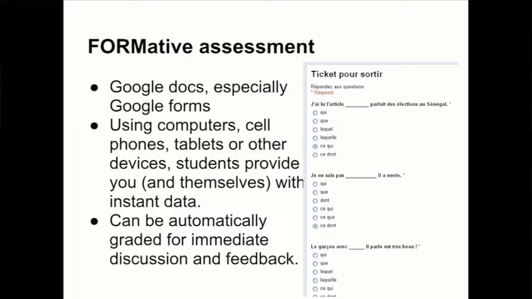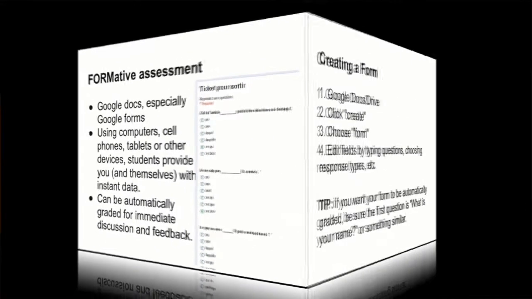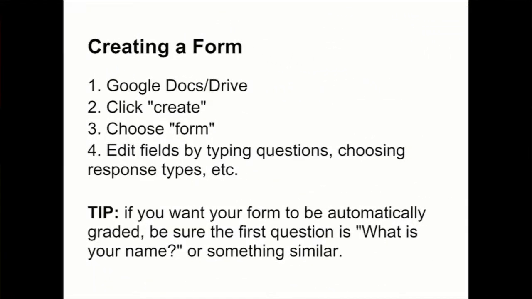Not the pasture kind. So it's part of Google Docs, so it's already built into your account. As I said, you can use any device with Wi-Fi or internet access to do it, and it can be automatically graded if it is something that you would like to see results from, particularly if you do it multiple choice. So what happens is you basically go into either Google Docs or Drive, depending on your account, click on Create, choose Form, and edit the fields. However, if you would like this to automatically be graded, you will want to make sure that the first question is, what is your name, or something similar. Right, you have to know who's doing it. And you have to tell the grading program where the names are, otherwise it can't do the grading.